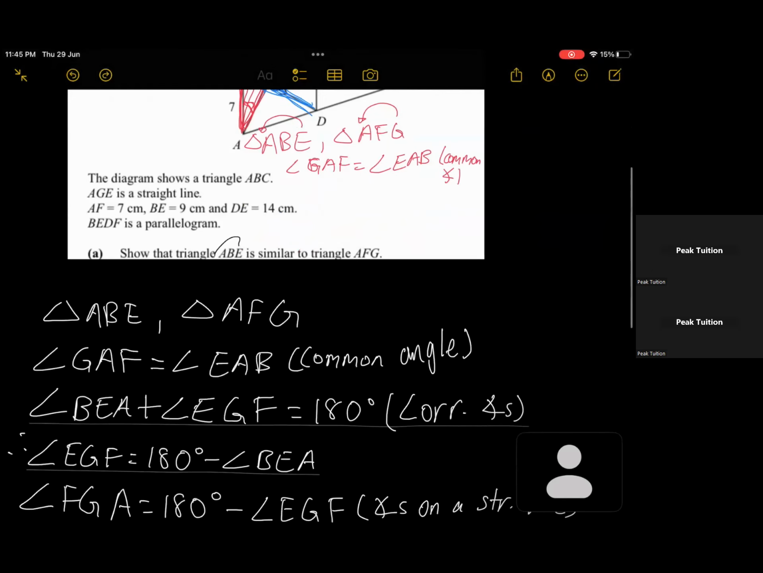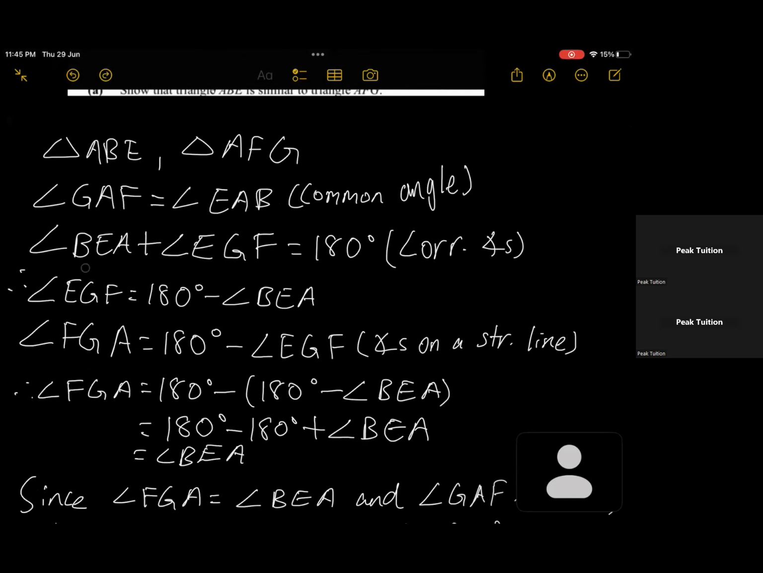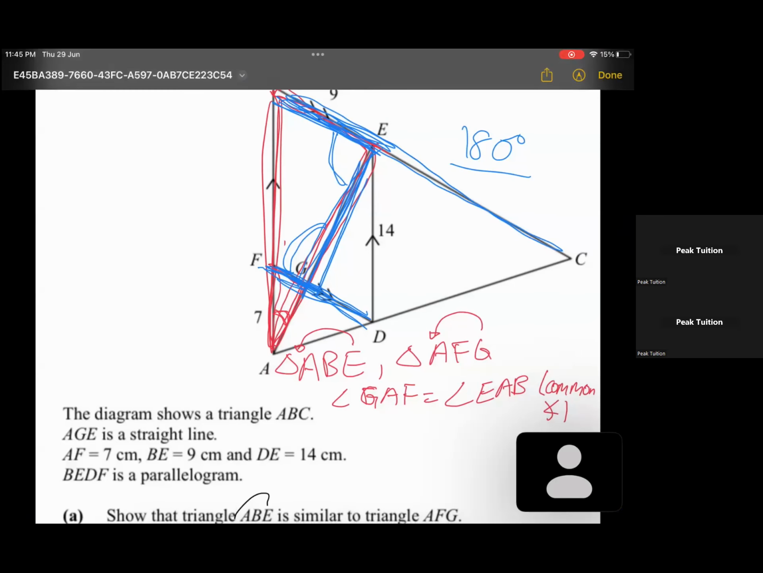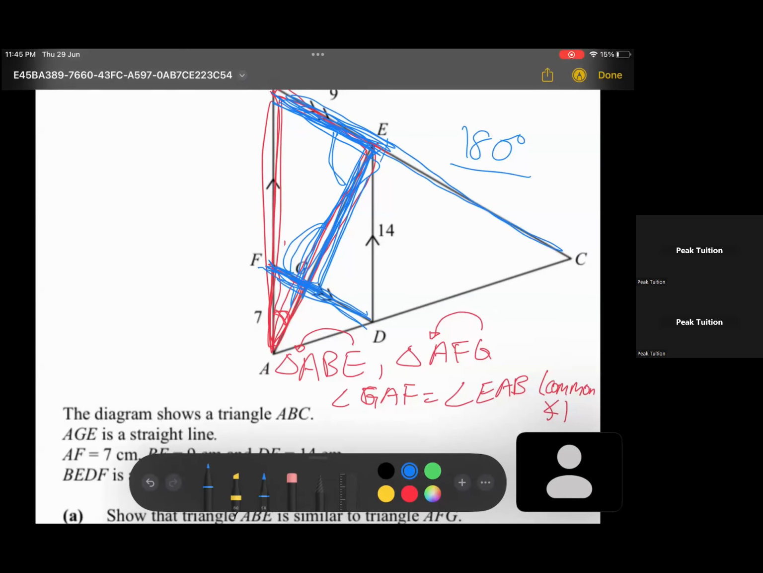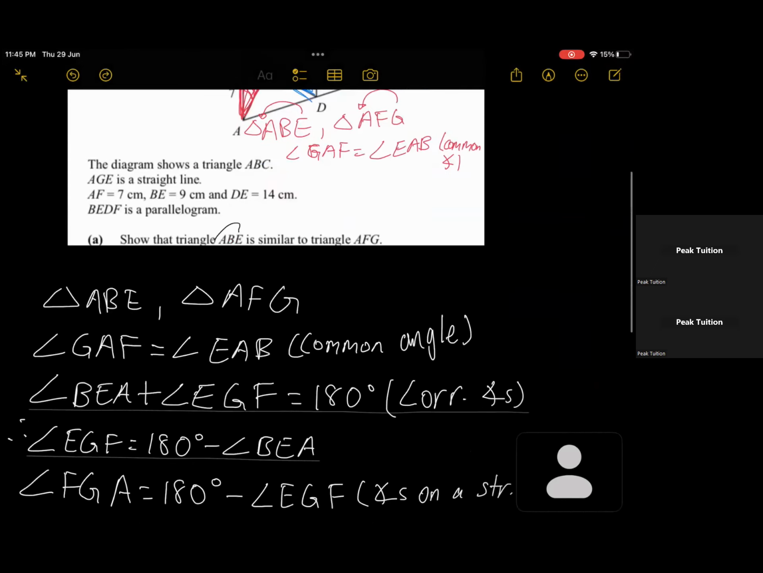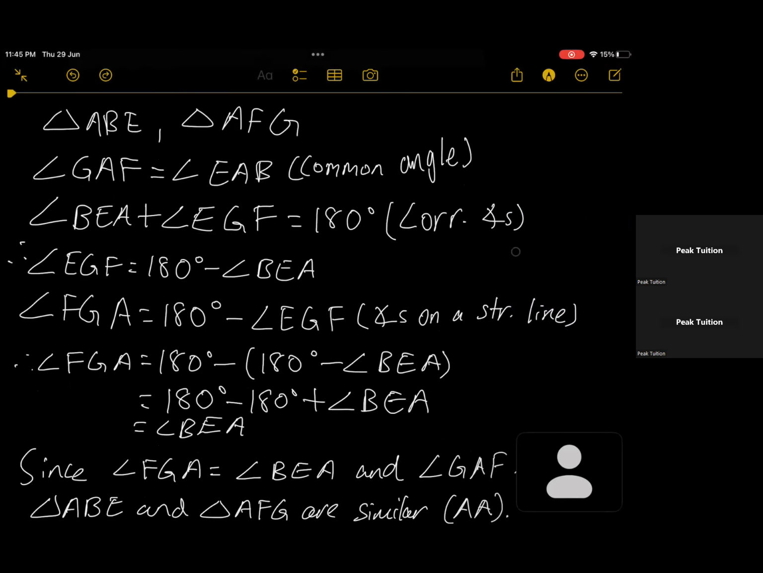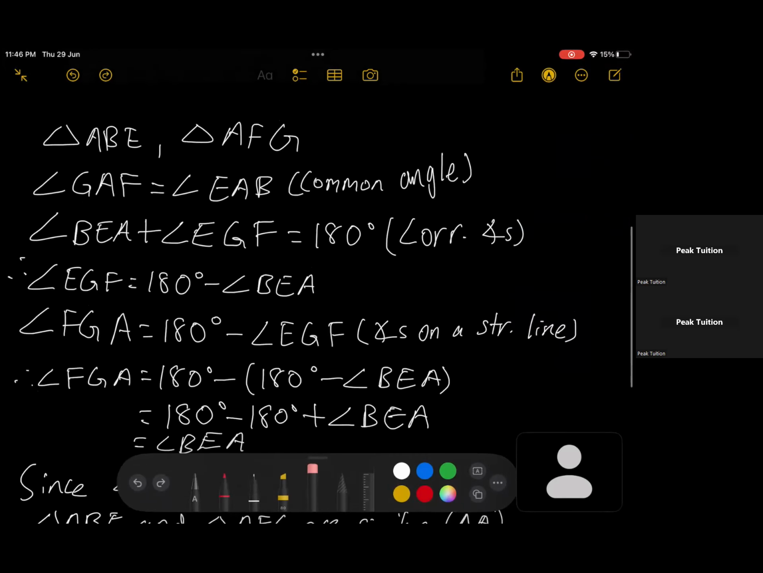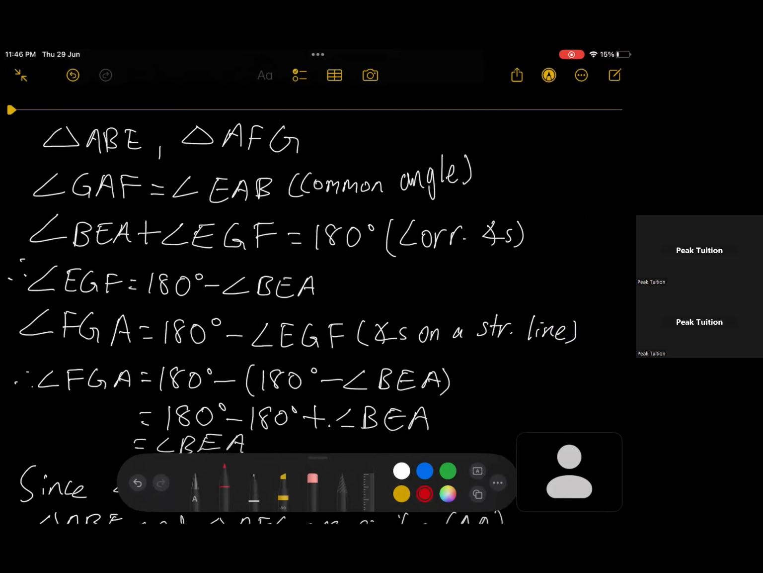If we return to the question, you can see that that's what happened here. I put angle BEA plus angle EGF. Now angle BEA, as you can see, is this one over here, and EGF is right here. So these are the two angles that I'm referring to. Now they sum to 180 degrees because of corresponding angles. Secondly, you can see that angle EGF, which is this line I'm talking about over here, equals 180 degrees minus angle BEA. This was derived from the corresponding angles.